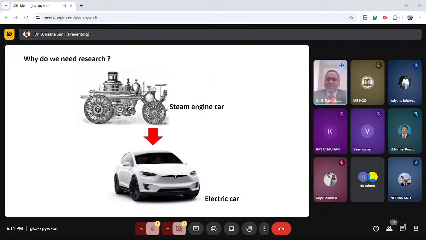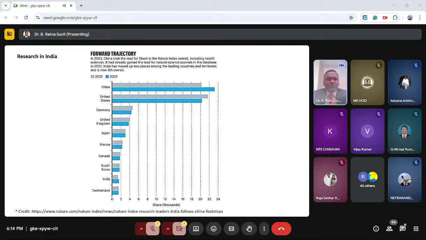There are a lot of examples, from the steam engine to the present electric car and high-speed race cars, right? These are all examples of the evolution that we have seen through research and development.